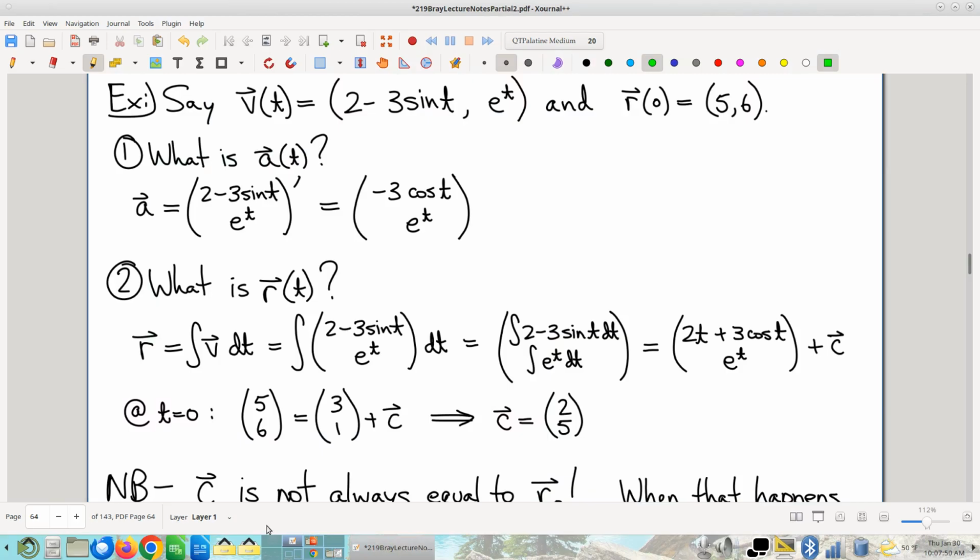So we were talking about how to use derivatives and antiderivatives to relate position, velocity, and acceleration. And we already talked about how the acceleration is just the derivative of velocity, and position is the antiderivative of velocity. So this is just a matter of doing this one coordinate at a time.